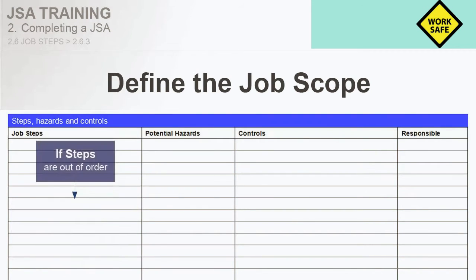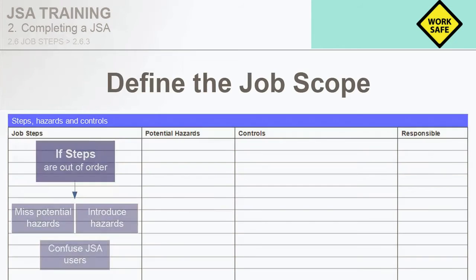You must also keep the steps in their correct order. Steps that are out of order may miss potential hazards, introduce hazards that don't exist, or confuse JSA users.